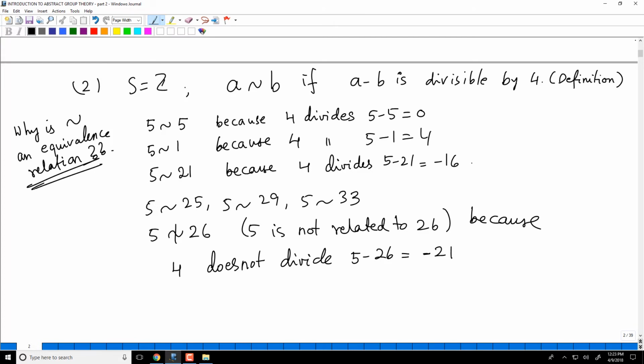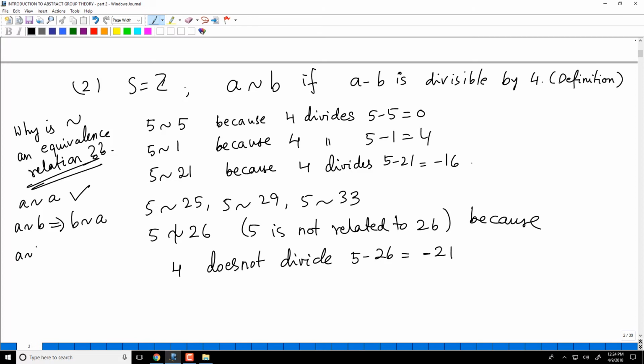So certainly A is related to A. That's okay, because A minus A is 0 and 4 divides it. If A is related to B, then B is related to A, because if A is related to B, 4 divides A minus B. But then 4 divides B minus A also. So B is related to A.